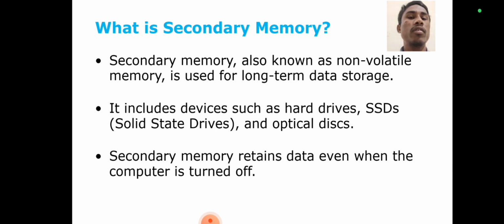Then we discuss secondary memory. Secondary memory is also known as non-volatile memory. It is used for long-term data storage. If we have to store data for a long time, we need secondary memories. Secondary memory stores the data permanently. It does not erase the data like primary memory, and it includes devices such as hard disk, SSD (solid state disks), and optical disk. Secondary memory retains data even when the computer is turned off. When the power is off, the data will still be there in secondary memory.